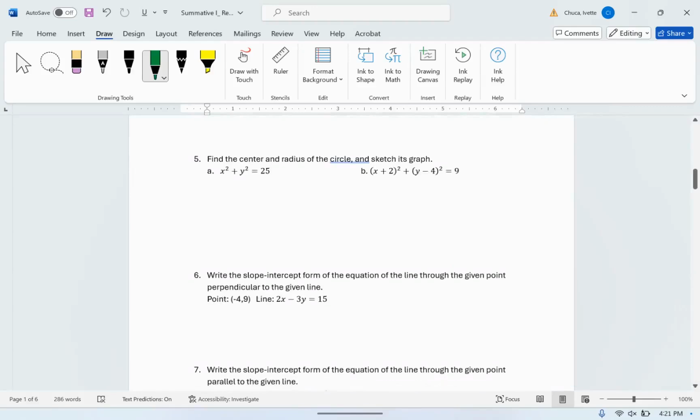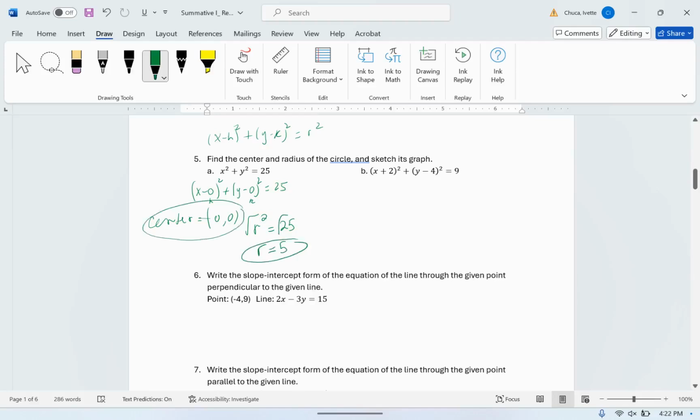Find the center and the radius of the circle and sketch the graph. So here we can write our standard form. And we could compare what we have. So for this first one, there is no number, so that's a 0. And the second one, there's no number, so that's a 0, is equal to 25. So this is going to tell me that my center is going to be 0, 0. And then for my radius, we know that r squared is equal to 25. So we can take the square root. So r is going to be equal to 5. So that's my radius and my center.